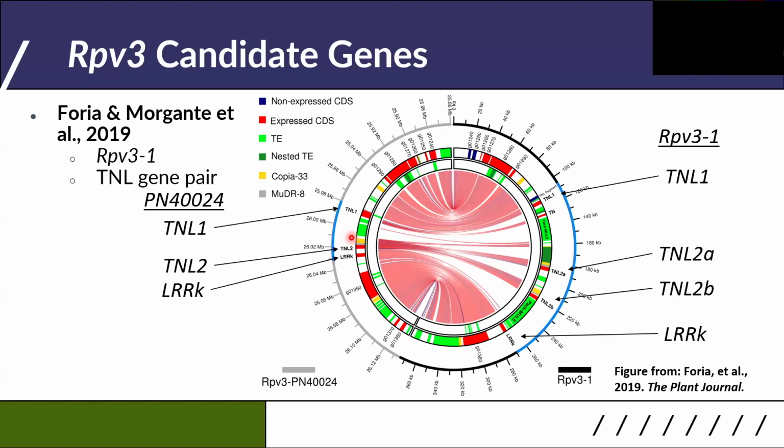And both are nucleotide-binding leucine-rich repeat genes, basically NLR genes. We know NLR genes tend to be very complicated, and they form big gene clusters. So they showed that these two genes in this cluster are responsible for the resistance in the RPV3 locus.